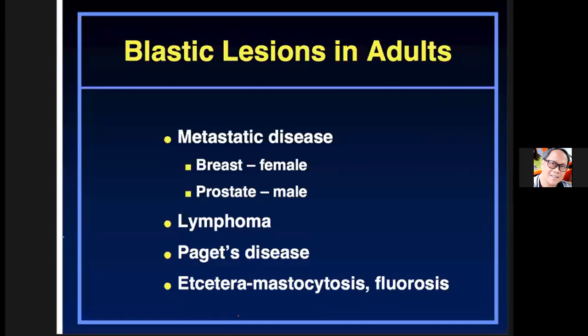So blastic lesions in adults, if you're thinking of metastatic lesions, could be breast, prostate, and you include also on that list renal carcinoma. Lymphoma, Paget disease, and some other less common lesions like mastocytosis, myelofibrosis, and fluorosis.